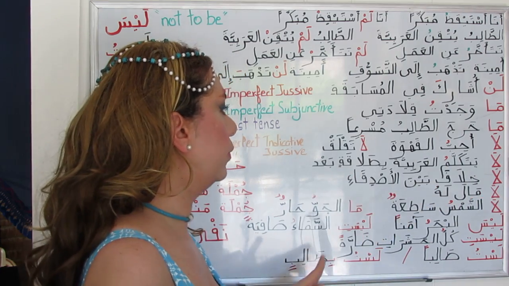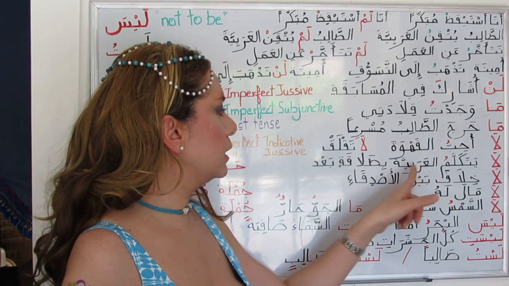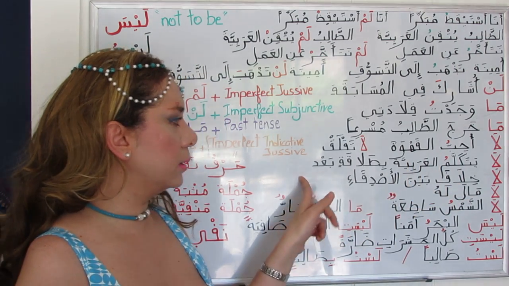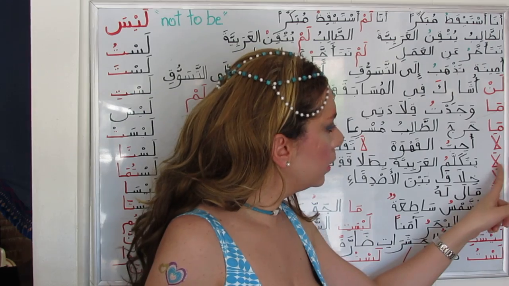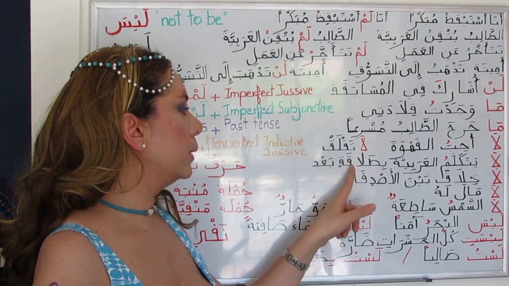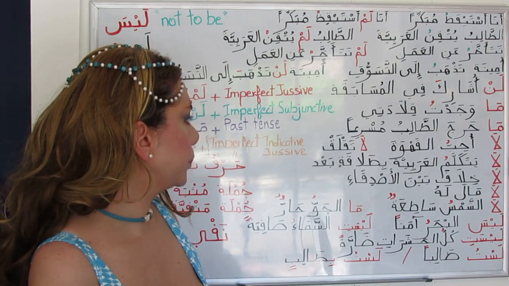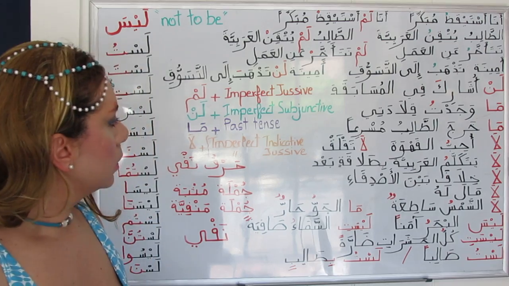I don't like coffee. لا يتكلم العربية بطلاقة بعد. He doesn't speak Arabic fluently yet. لا يتكلم. Okay?